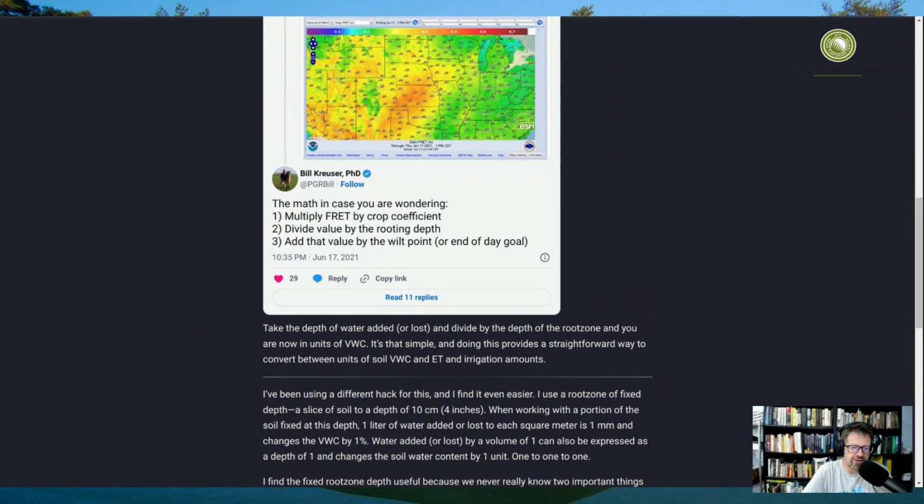Step number 1, multiply the ET by the crop coefficient. I'm going to explain what is happening here and what these numbers really mean. We've got a forecast evapotranspiration of 0.37 inches, and that means the reference evapotranspiration is expected to be about 0.37 inches. That's the amount of water that is expected to be used with those weather conditions in the upcoming day.